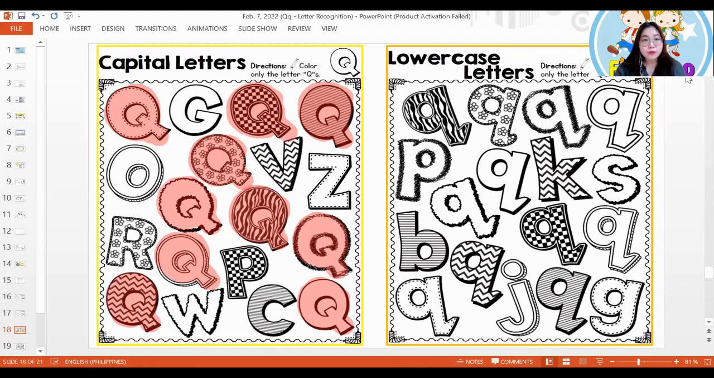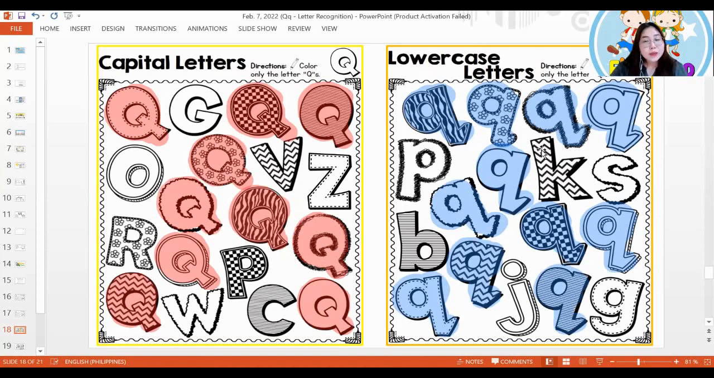We have to look for the lowercase letter this time. So let's count and color. 1, 2, 3, 4, 5, 6, 7, 8, 9, 10, 11. So we found 11.